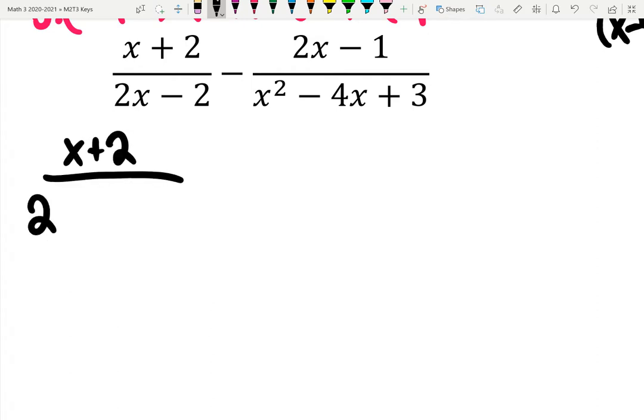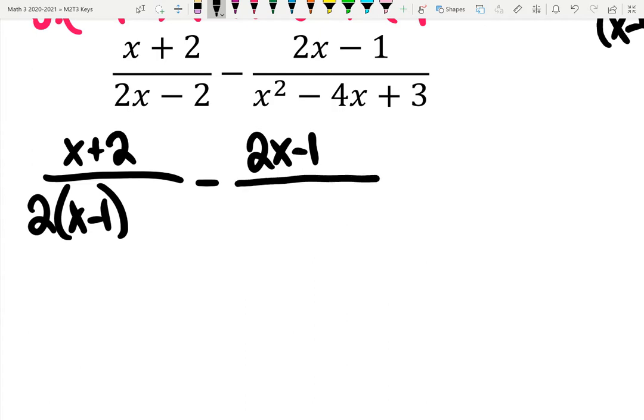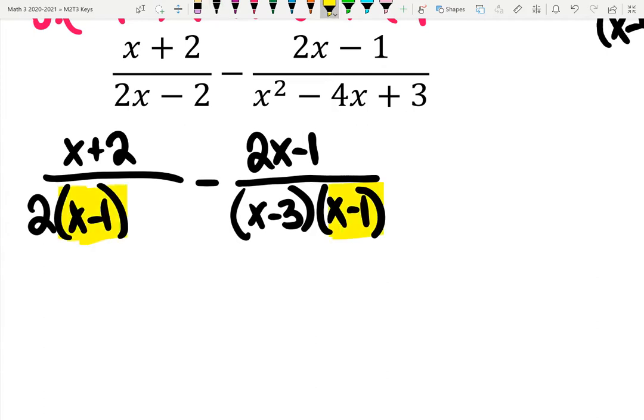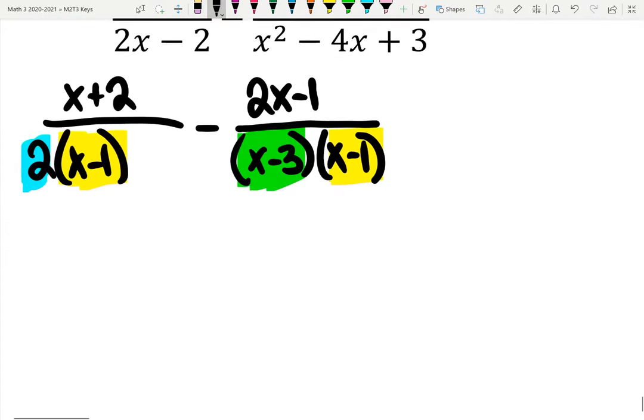x plus 2, and then this is going to turn into 2 times x minus 1, minus 2x minus 1, all over, and when I factor it using a factor square, it reveals x minus 3 times x minus 1. Notice in the original problem, it was like, I don't even know what to do. However, here you can see that the factor form reveals what you need to do to each problem in order to get a common denominator.